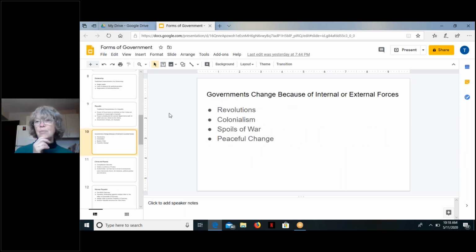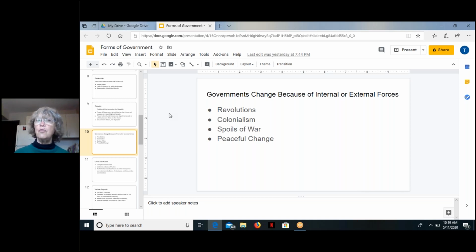Now, one of the things that we want to make sure is understood is that governments change because of internal or external forces. There is a multitude of reasons why governments would change and have changed over time. But I want to begin this conversation by talking about some typical ones. The first is revolution. And this country has a very good experience with revolution. That's how our government changed.